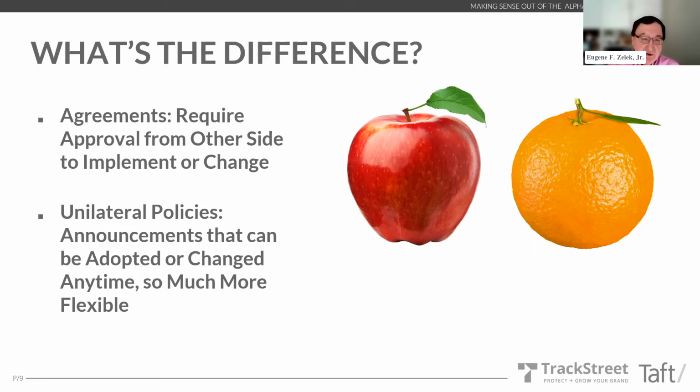But the advantage of unilateral policies is they're announcements that can be adopted or changed anytime. So you don't need agreement, because after all, they're not agreements. You change them as you go. So they provide a whole lot more flexibility, and therefore they're very attractive. There's some other advantages too, and we'll come to those in a minute.